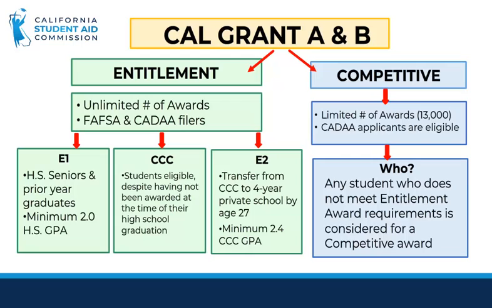What is a competitive award? Unlike entitlement awards, competitive awards are limited in the number of awards issued each year, which makes it very difficult to get. The good thing is that any student who is not awarded a Cal Grant Entitlement Award will generally be considered for a Cal Grant Competitive Award, provided an on-time financial aid application and GPA received by the March 2nd deadline.